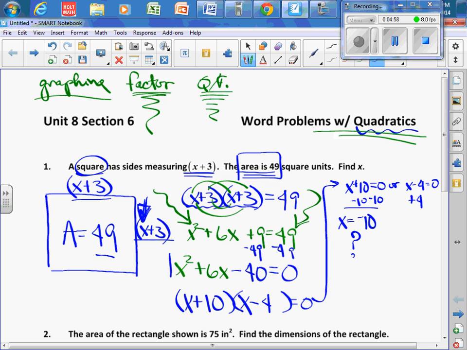So let's try this one. How about adding 4 to both sides here? x is equal to 4, that looks like it's more reasonable. Because if I put 4 here, 4 plus 3 is 7. 7 times 7 is 49. So x must equal 4.